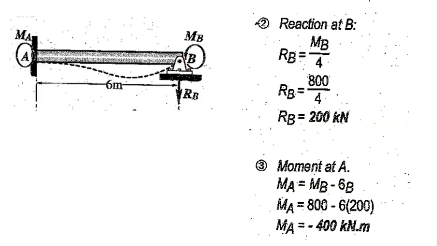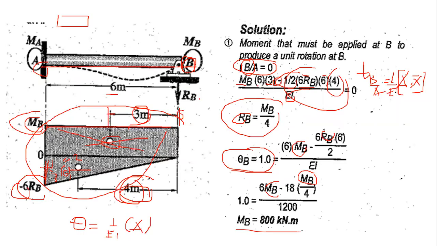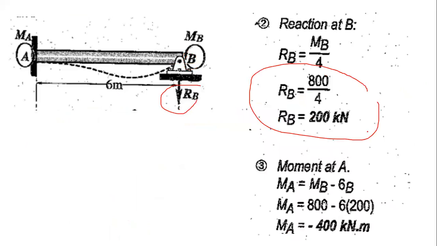Now, if you can compute MB, the rest of the questions will be easy now. Okay. So the second question, what's the reaction at B? Ano reaction ito? Okay. Ayan, dito na yan actually. RB is equal to MB over 4. Once you have calculated MB, which is equal to 800, RB is just 800 over 4, which is 200.